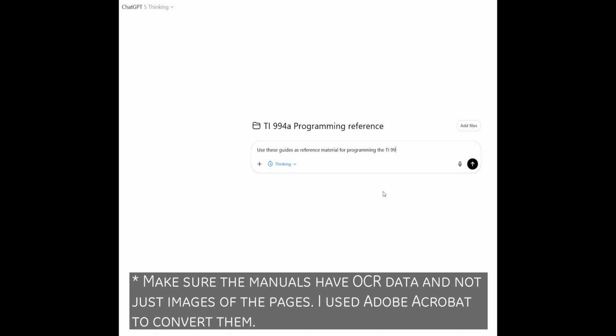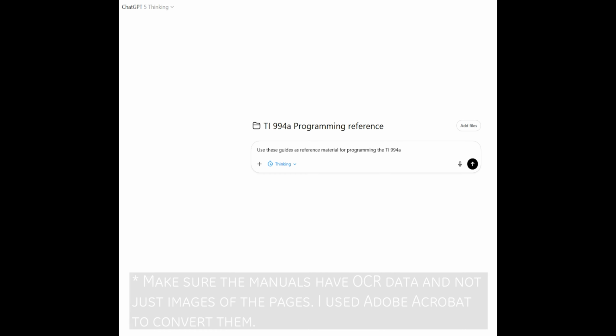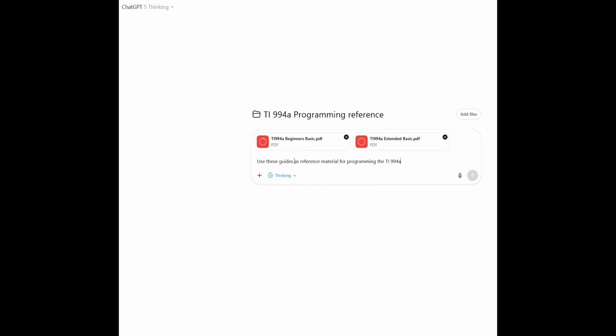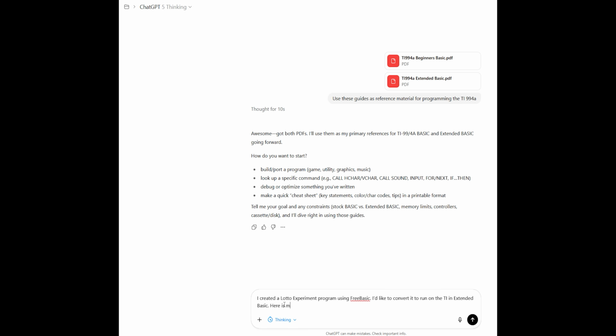Got the syntax right, the functions right. There's less trial and error. I felt like I had a buddy who had the manual memorized. I know, it's cheating, but at the same time, I'm learning. Now that I have my project created and the manuals uploaded, I was ready to give it a try.